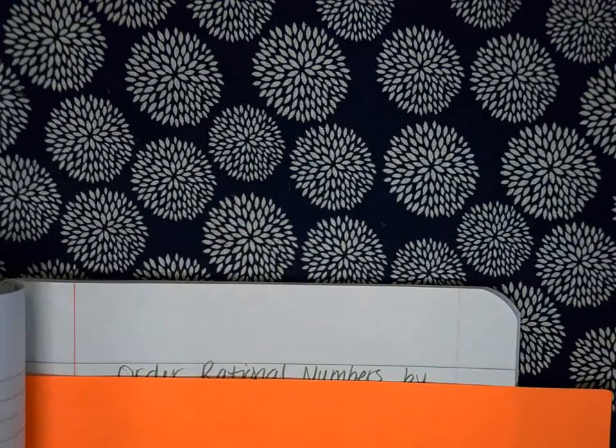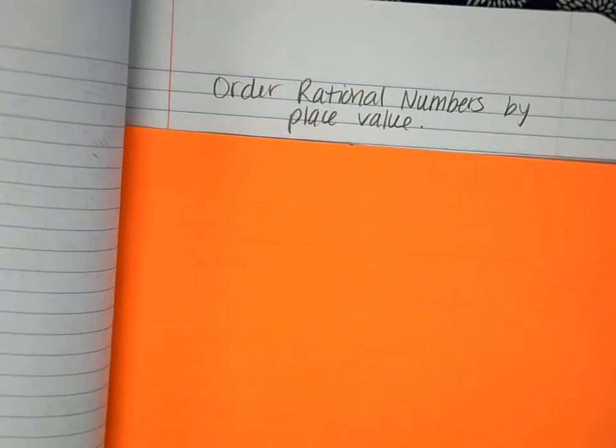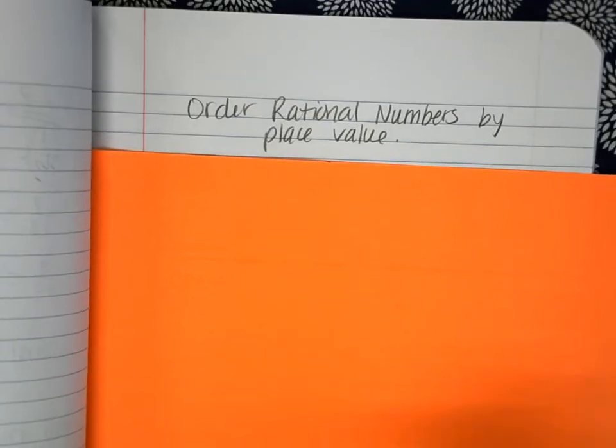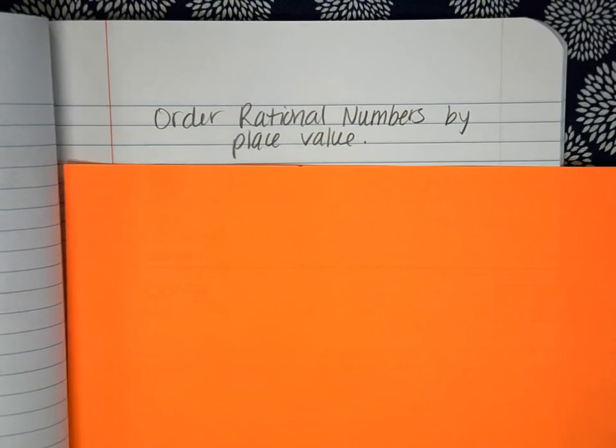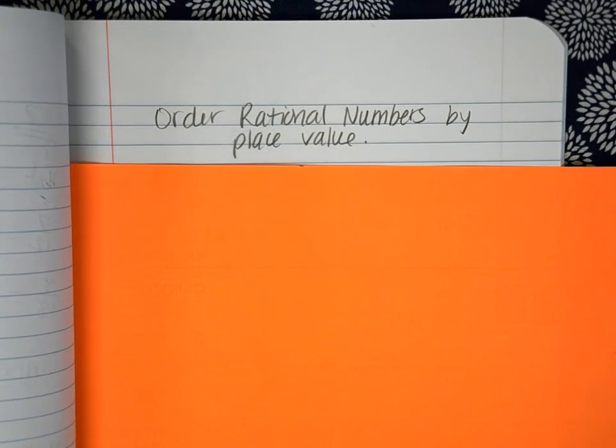Okay, the other thing you guys are going to have to do on this quiz and this test and your homework is you have to order rational numbers by place value. You have to be able to order rational numbers by place value. Okay? That means you're going to have to put numbers in order, and you're going to have to look at those decimals. That's why in the warm-up I had you rounding numbers.